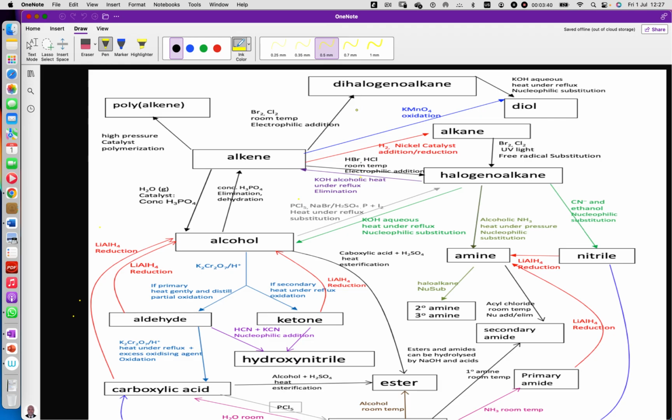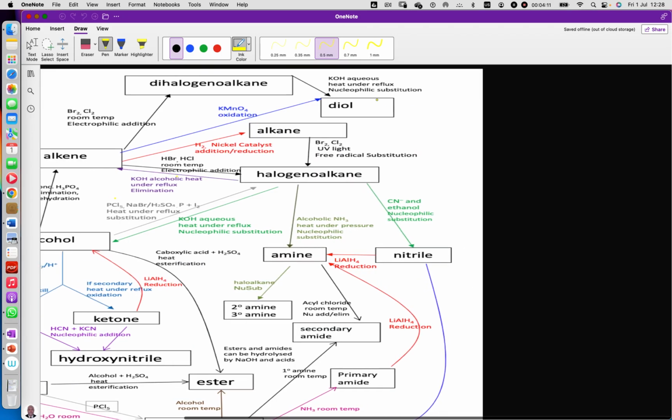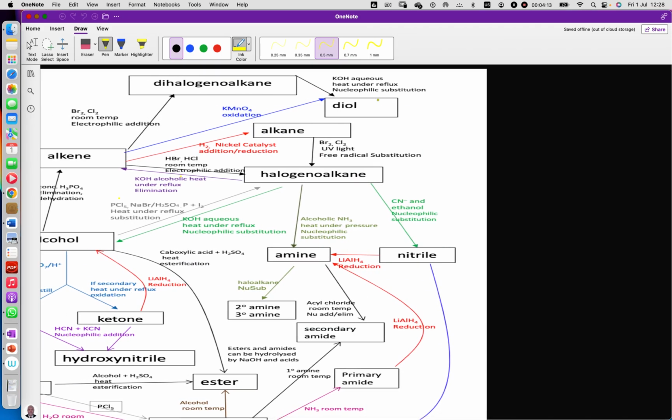A dihalogenoalkane is something like a 1,2-di compound. For example, if we are using ethene as an example, ethene reacts with a bromine molecule through electrophilic addition, and we are going to have 1,2-dibromoethane. So it gives a dihalogenoalkane. Let me just write here for you to see.